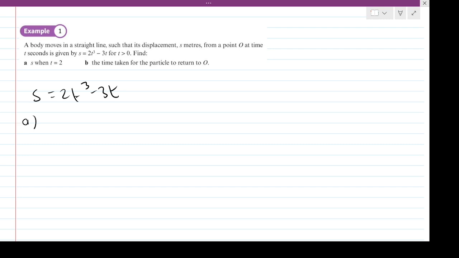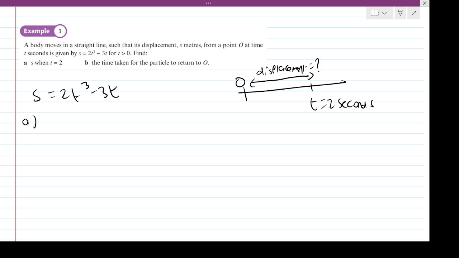So that means, for example, in part A, it wants to find the displacement at time 2. So when the particle is 2 seconds into the journey, what's its displacement from the starting point O? Okay, so the idea is this. We start at O. Then say this is t = 2 seconds. What's the displacement from the starting point? So that's what the displacement gives me, how far am I from the starting point. So the particle's here after 2 seconds. How far away is it from the starting point?